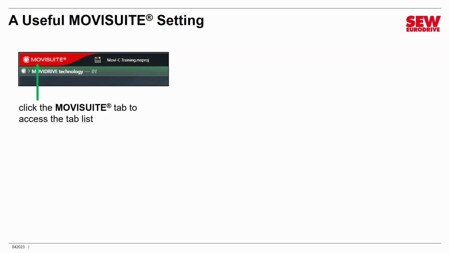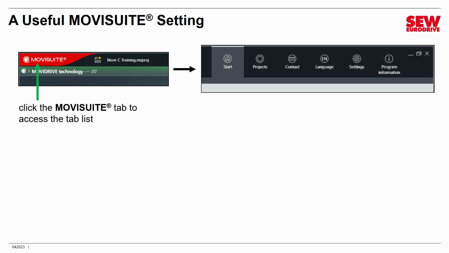Let me give you one useful setting that you should use with MOVISUITE. You need to change this from the default. I think it makes MOVISUITE easier to use. This is the main MOVISUITE screen, and I'm pointing out another one of those little sweep menus. It's the MOVISUITE tab that's red. Click this, and this will pop up a tab list of some choices. And what I would suggest you do is click the settings one, the one that looks like a gear.